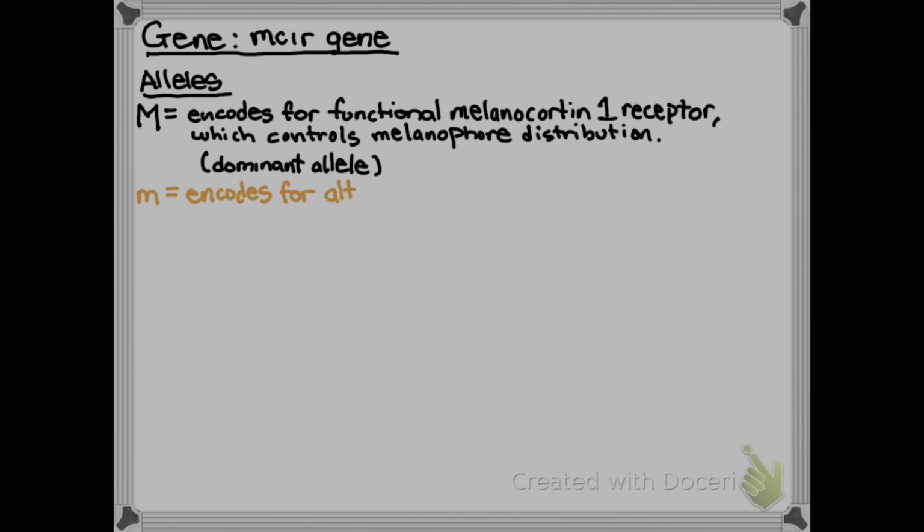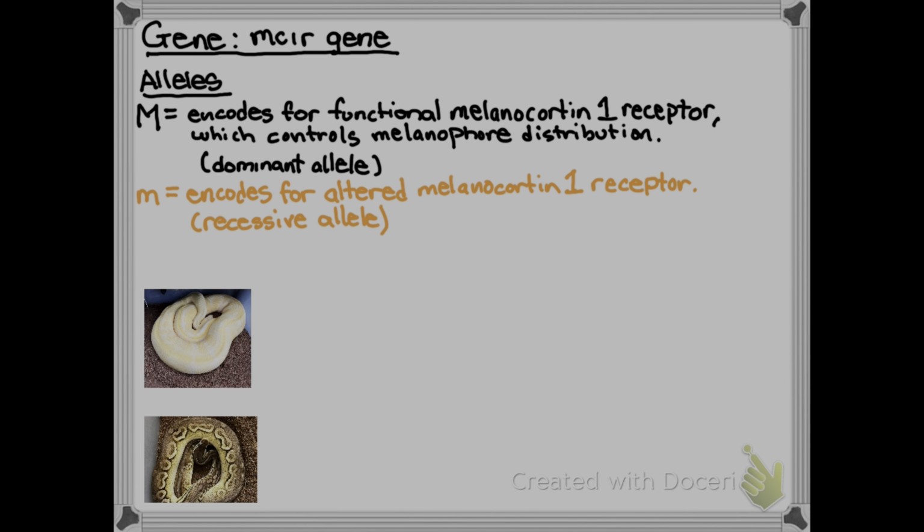And in orange, with a lowercase m, we'll represent the recessive allele that encodes for an altered form of the melanocortin 1 receptor. And again, we have our two parents, Ahsoka and Mansa.